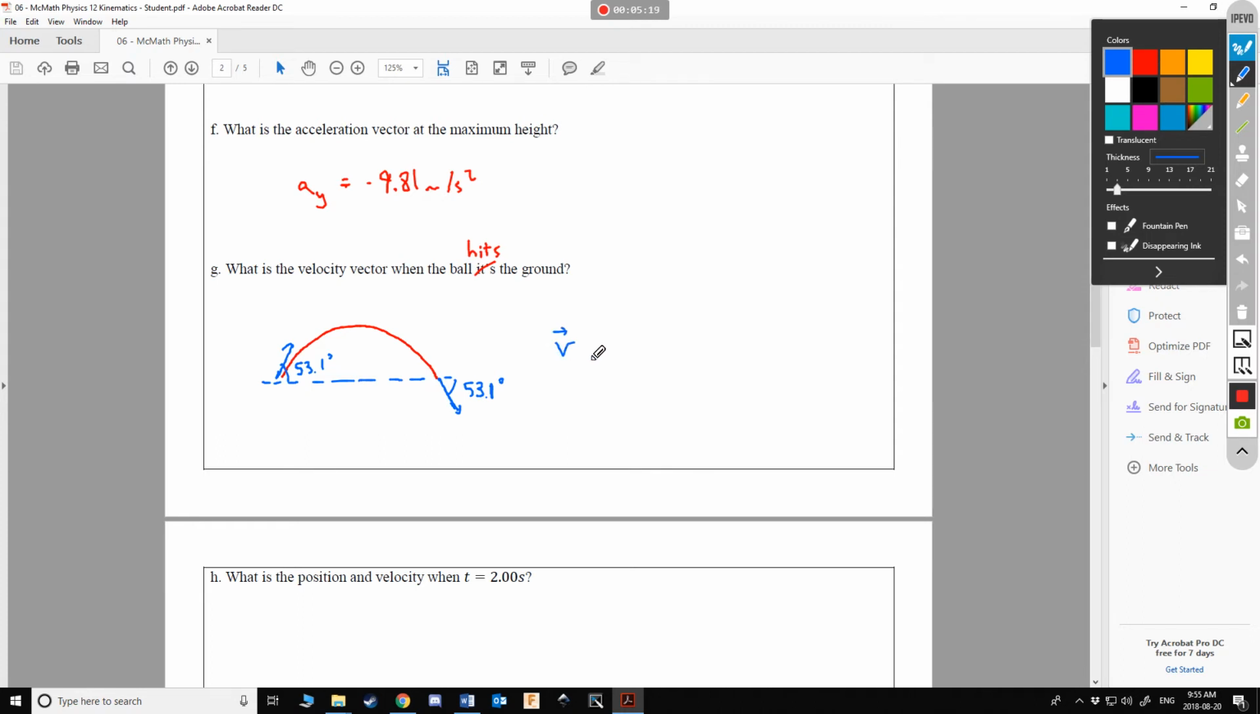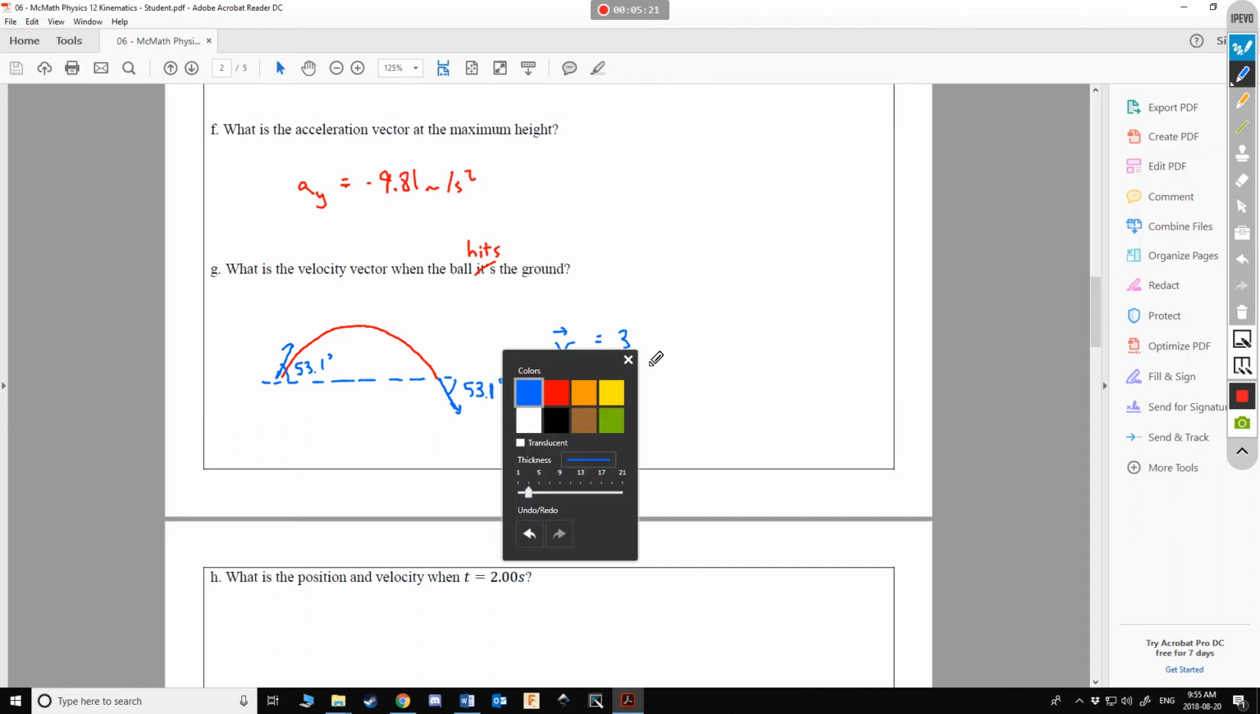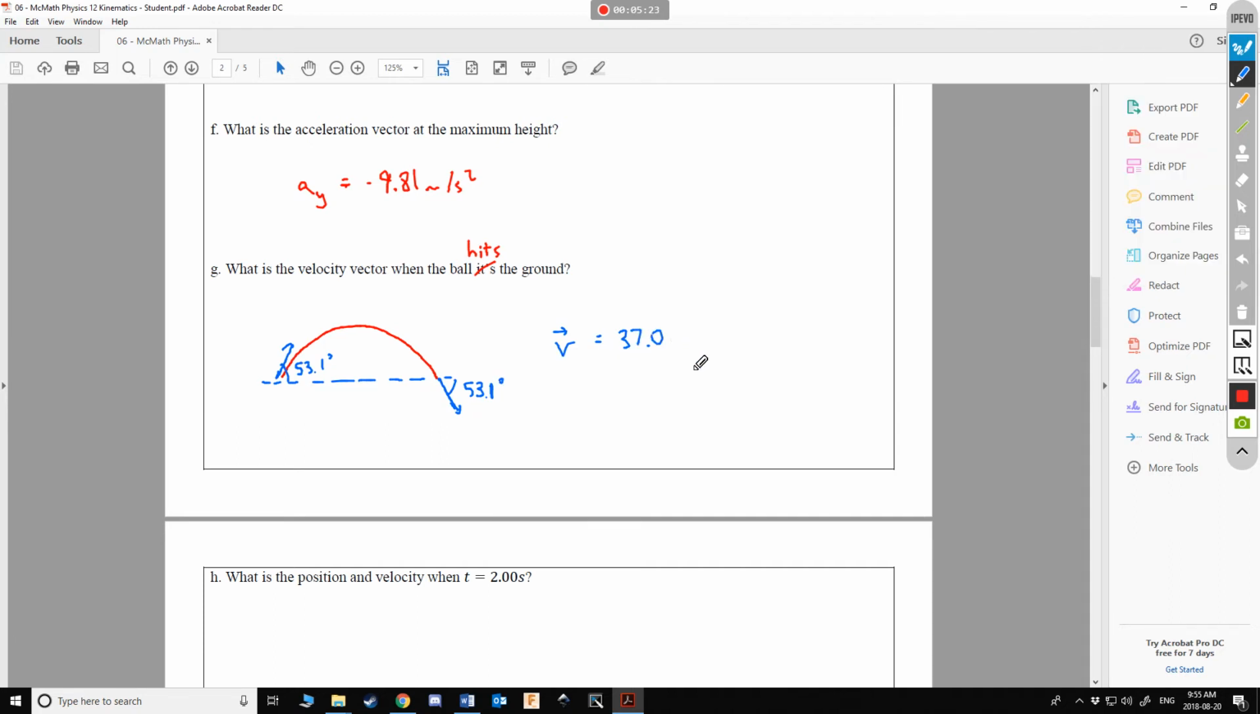So our velocity at this point is actually 37.0 meters per second, 53.1 degrees below the horizontal line. So before it was above the horizontal, now it's below.